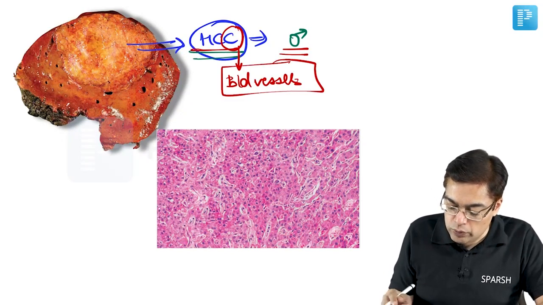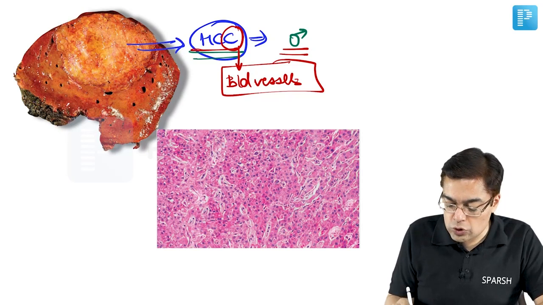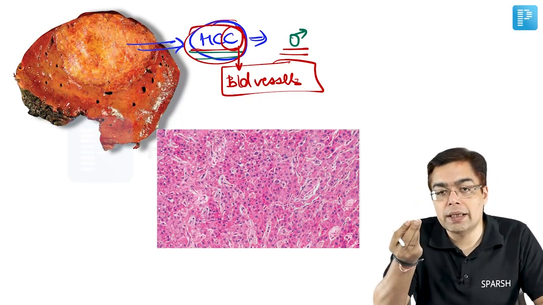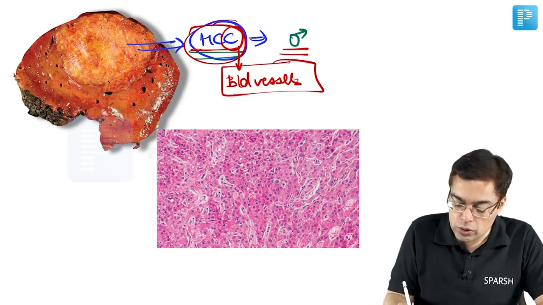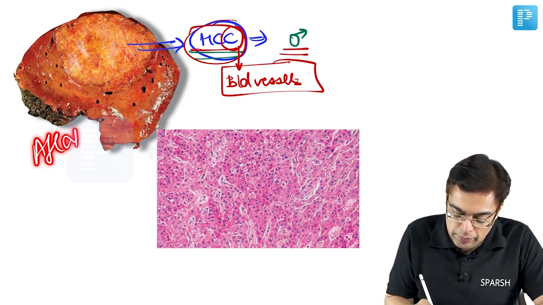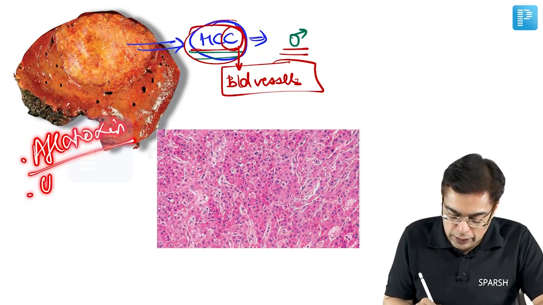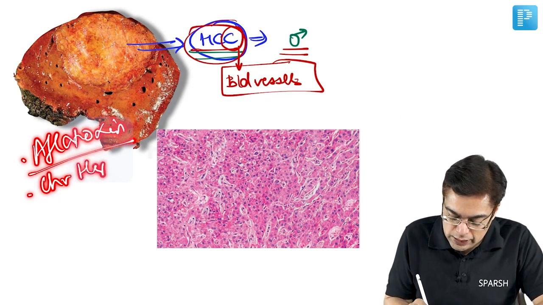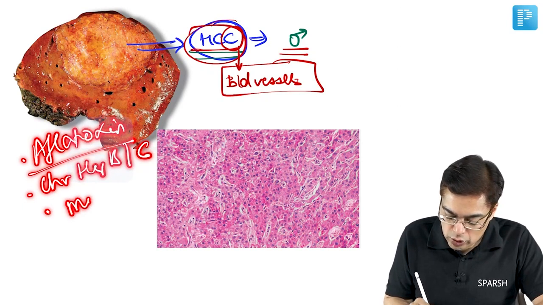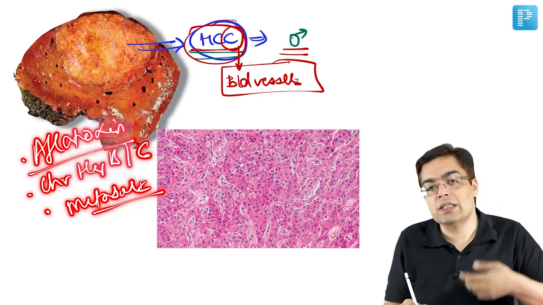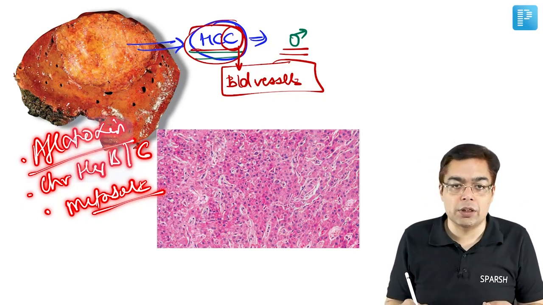At a microscopic level, of course, I presume that a lot of you are familiar with the risk factors in the context of hepatocellular carcinoma. It can be seen in a patient who has had an exposure to something like aflatoxin. Remember the infected peanuts because of Aspergillus flavus. You can have it in a patient suffering from chronic hepatitis B and C. You can have it in a patient suffering from any kind of metabolic disorder, say for example Wilson's, hemochromatosis, alpha-1 antitrypsin deficiency.